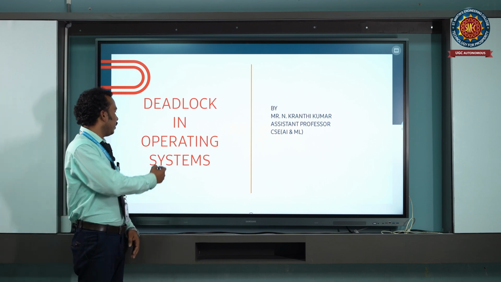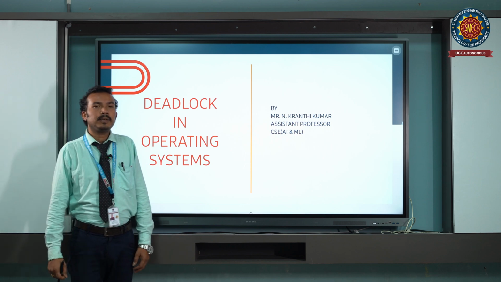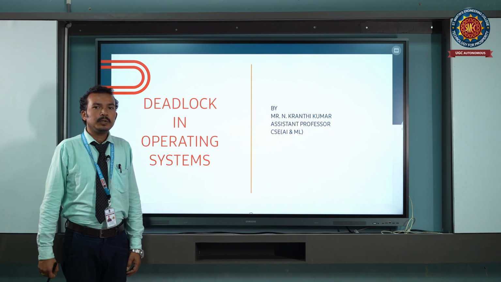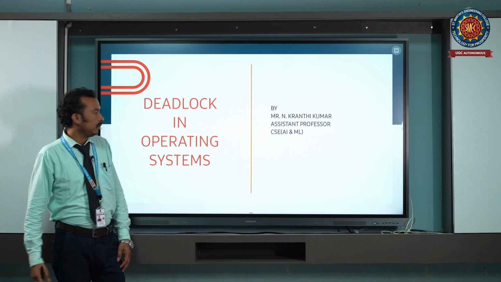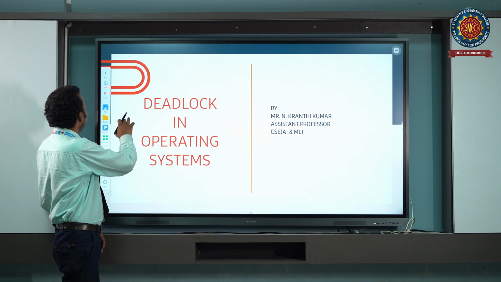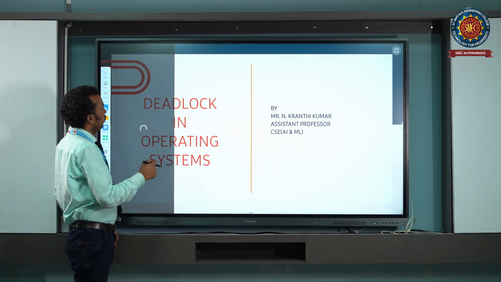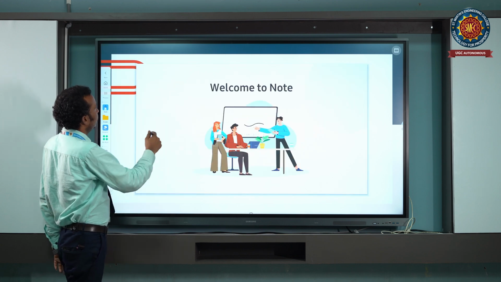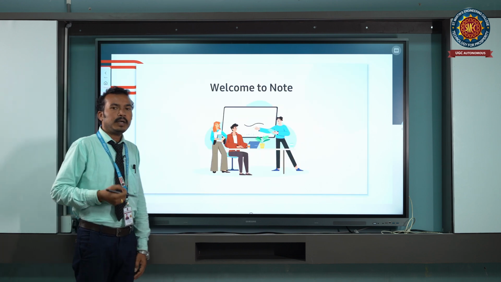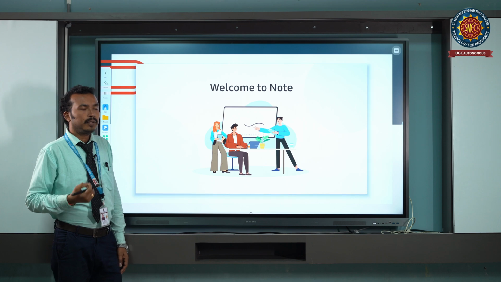What is meant by operating system? Operating system is nothing but an interface between the user and hardware resources. Here, the hardware resources are CPU, memory, and input output devices.